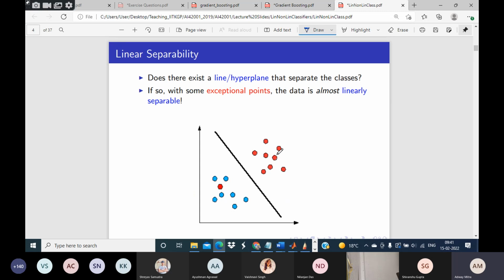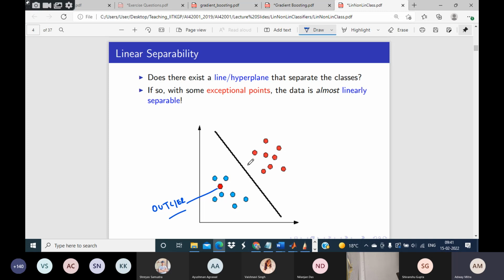So take an example of this case. Here, again, you have red points and blue points, but there is this red point sitting amidst the other blue points. Of course, you can call this an outlier. But as you may understand, there is no line which has all the red points on one side and all the blue points on the other side. This point it will never be able to handle.